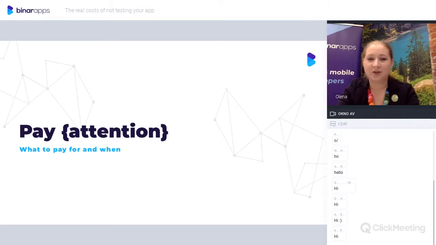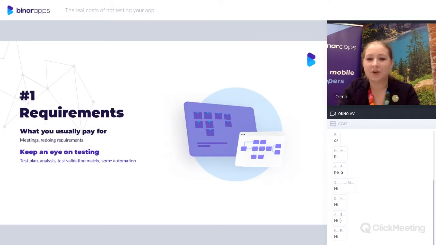So let's go to another thing. I will tell you what to pay attention to in each product lifecycle phase. In the requirements phase, you would like to have a test plan and some analysis of the requirements. Maybe you would like to have test validation metrics, to know the coverage, what you are going to test and what not. And perhaps you're thinking about some automation. Yes, exactly. You think about it in the requirements phase, so that you will not have problems where you don't know what your application is doing and what the acceptance criteria are.